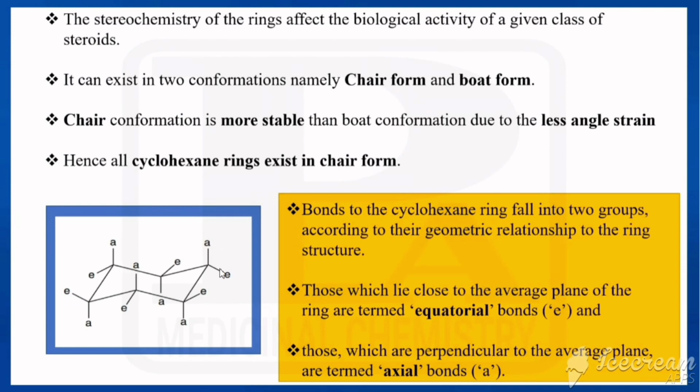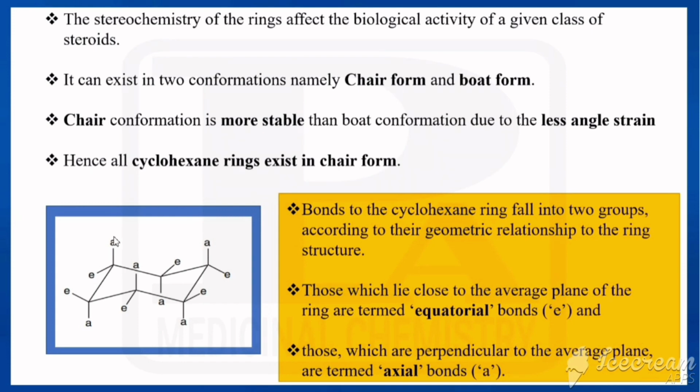So this would be the chair form of the cyclohexane ring. Here it is having A, B, these are bonds. The bonds in cyclohexane rings are of two types according to their geometric relationship to the ring structure. They may be A or E. A means axial and E means equatorial.